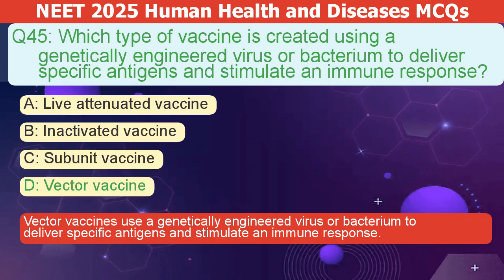The correct answer is D. Vector vaccines use a genetically engineered virus or bacterium to deliver specific antigens and stimulate an immune response.